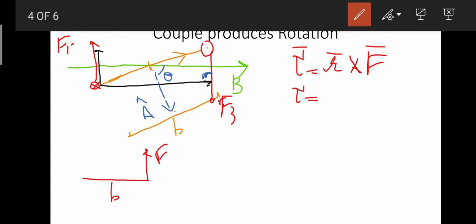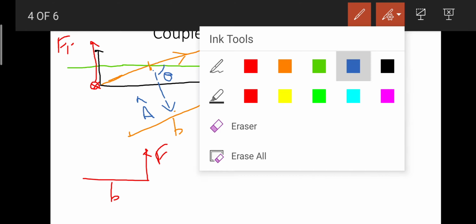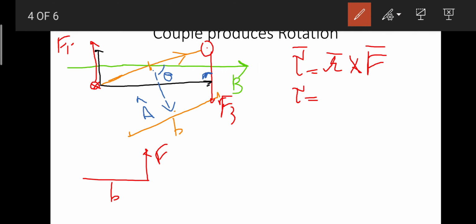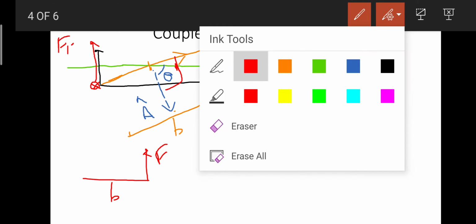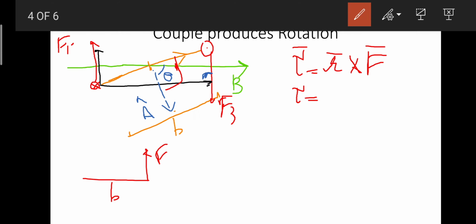Now we know that this whole angle is 90 degree, right? If this whole angle is 90 degree and we are having theta over here, like this is the theta and this is 90 degree, then what is the value of this angle going to be, right?